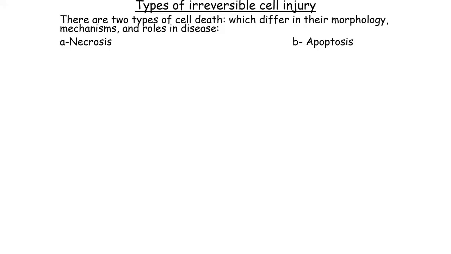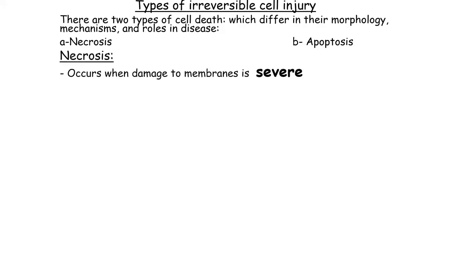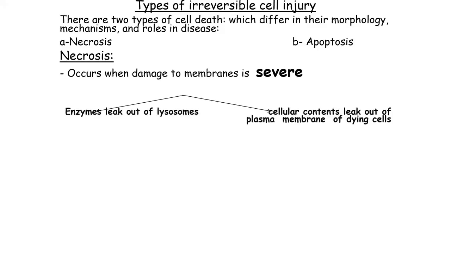Types of irreversible cell injury. What are the types of irreversible cell injury? We said that for cell death we have two types: either necrosis or apoptosis. We have two types of cell death which differ in their morphology, mechanisms, and roles in disease. They are necrosis, or cell homicide, and apoptosis, or cell suicide.